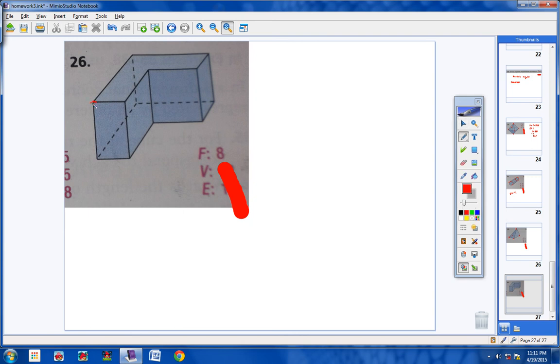Now, for vertices, let's see. 1, 2, 3, 4, 5, 6, 7, 8, 9, 10, 11, 12. So I'm counting 12 vertices. Let's see if that's right. Now to find the edges, add your faces and vertices together, and then subtract 2, and you'll get 18, which is the correct answer.